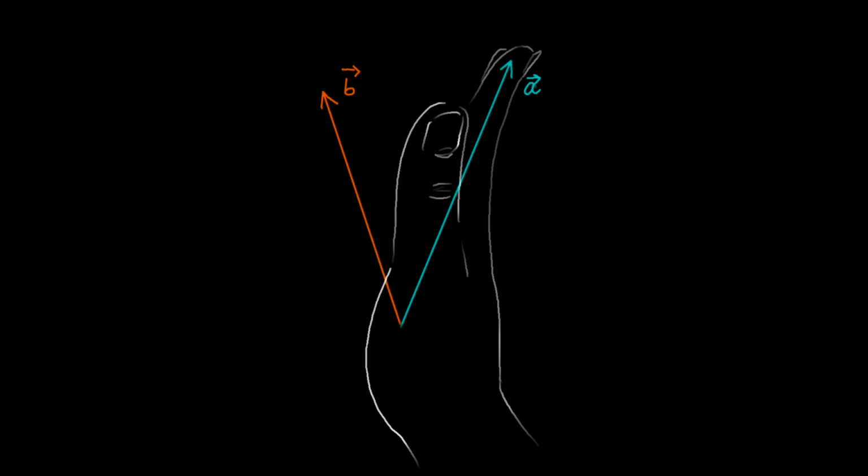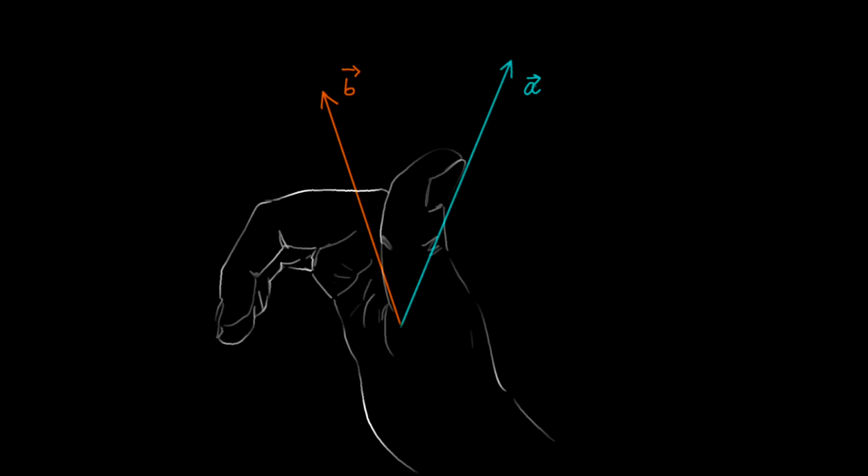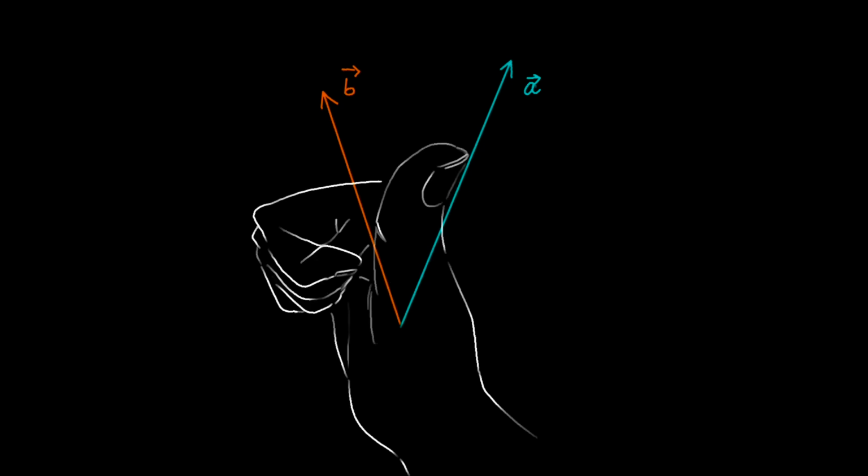Place your right hand so your fingers point along the vector A, then curl them towards the vector B through the smaller angle. Your thumb now points in the direction of A cross B, perpendicular to the plane formed by the two vectors. In this example, the thumb points outwards towards the viewer, so we represent the direction using a dot inside a circle.